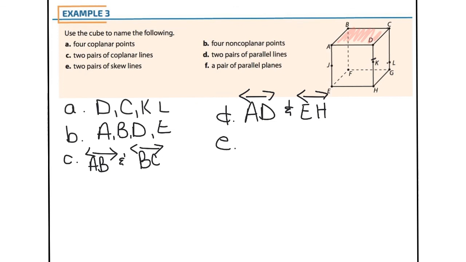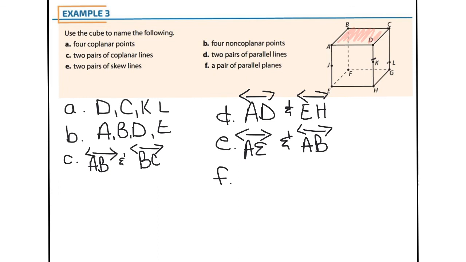E, 2 pairs of skew lines. Remember the definition of skew. They are lines that are not coplanar, so they are on different planes. So let's look at this. What about line AE? It goes up and down, and line AB. Those are skew lines. Now there's a lot you could pick from, but those are the 2 I chose. You could also do EH and FB.